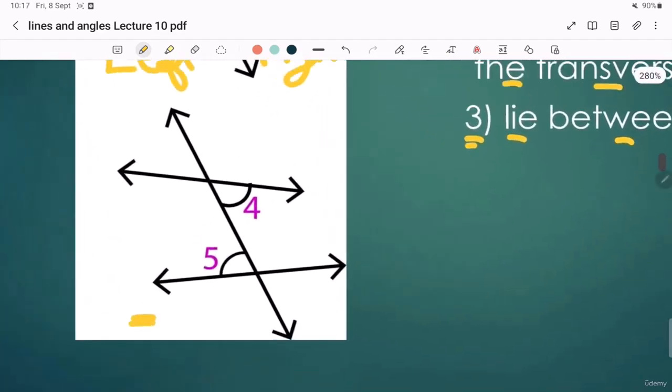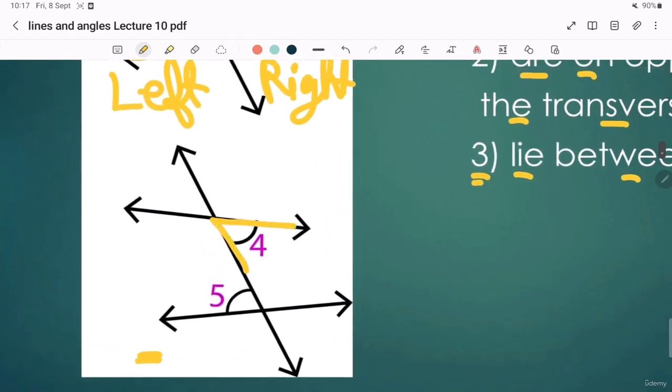Now see in this figure, this is angle 4 and this is angle 5. This angle 4, its vertex is this. This is angle 5, its vertex is this. Both of these angles have different vertices. Therefore, first condition is fulfilled. Angle 4 and angle 5 are on the opposite sides of the transversal.